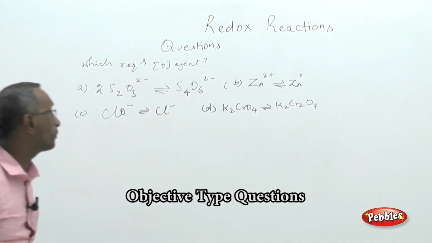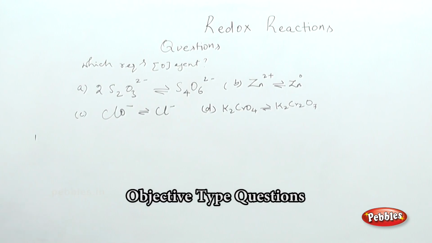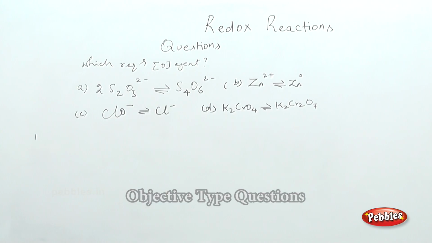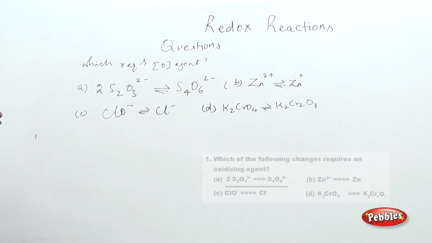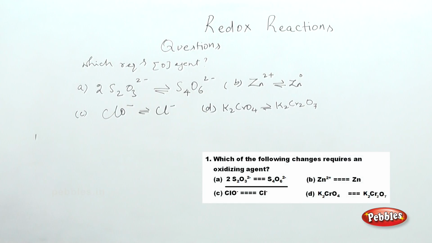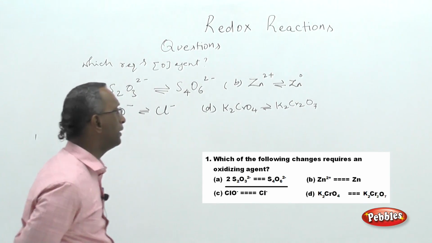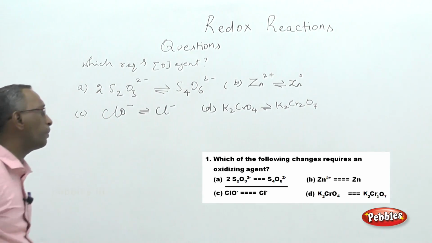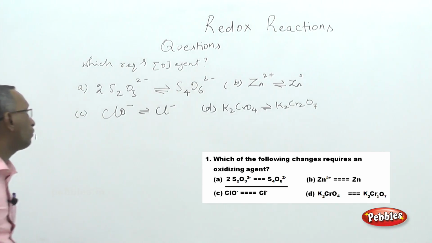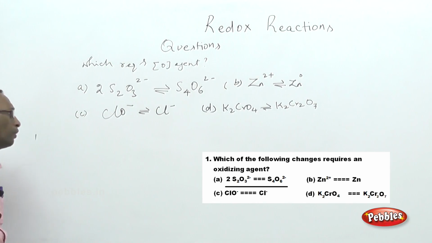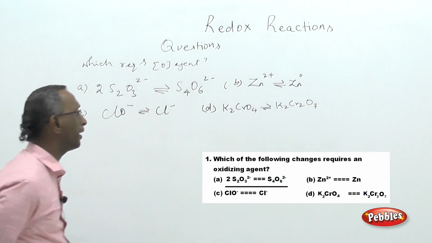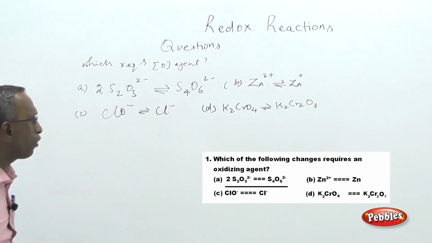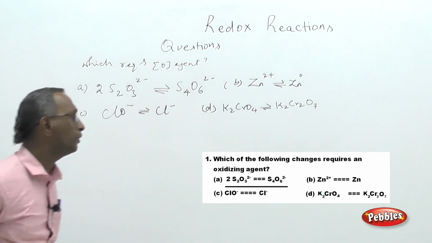Now we can see some questions on redox reactions. This question reads: which of the following systems requires an oxidizing agent? The first one is S2O3 2 minus in equilibrium with S4O6 2 minus. Second, Zn 2 plus in equilibrium with elemental zinc. Third, the hypochlorite anion ClO minus in equilibrium with the chloride anion, Cl minus. Fourth, potassium chromate in equilibrium with potassium dichromate.